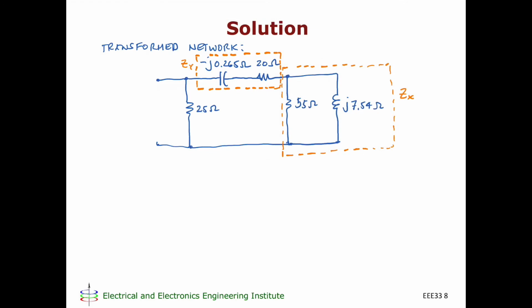So Zx is equal to 55 in parallel with ZL. So what is this? This is product over the sum. You have j7.54 multiplied by 55 over 55 plus j7.54. And by just pressing this on your calculator, you are going to get 7.470 at an angle 82.194 degrees ohms.